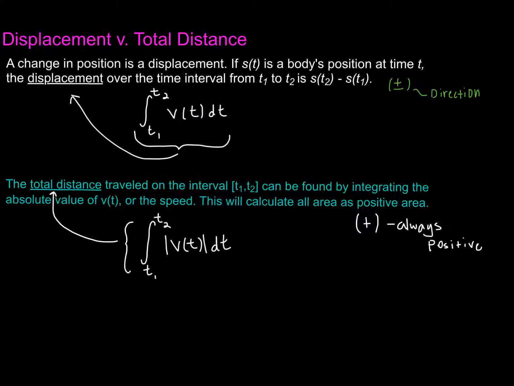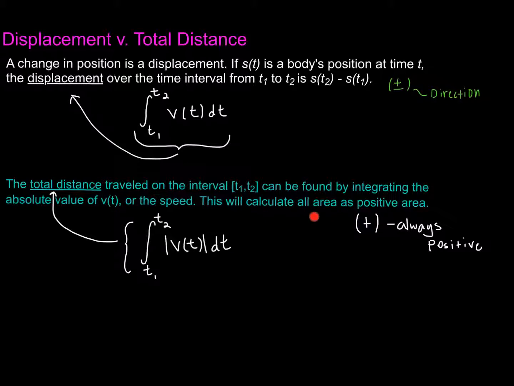All right, so let's go ahead and write down the definition for total distance. You may want to remind yourself what displacement is. We've discussed that previously. But in contrast to total distance, it's very similar but has one minor difference. The total distance traveled on the interval from t sub 1 to t sub 2 can be found by integrating the absolute value of v of t, also known as the speed.